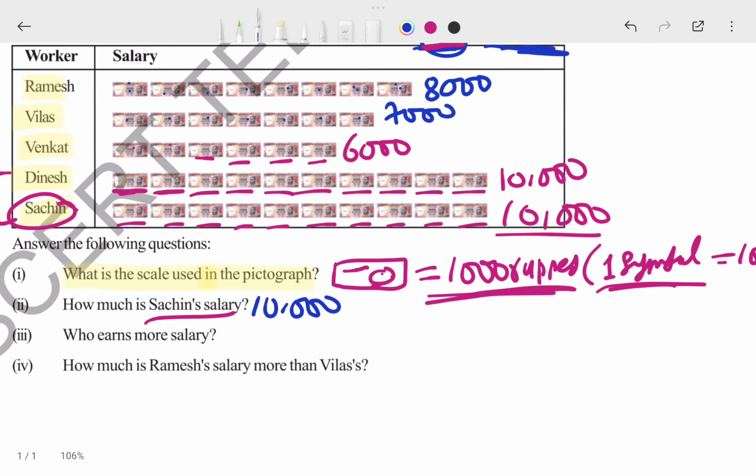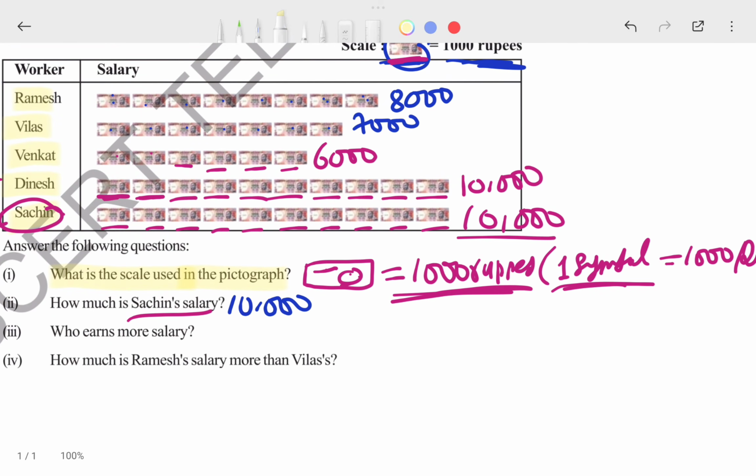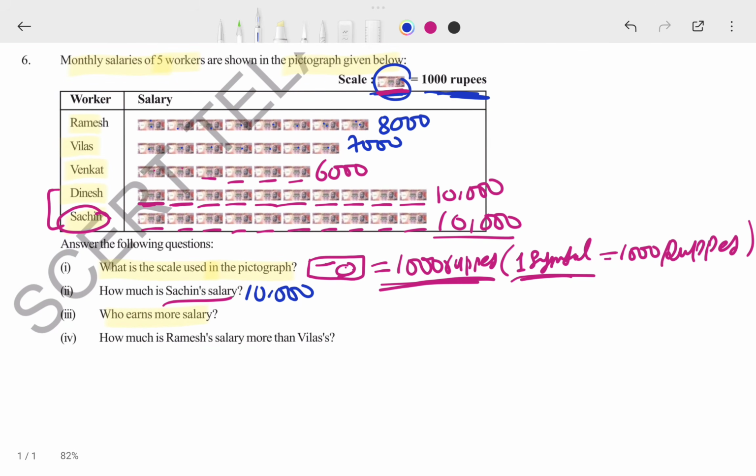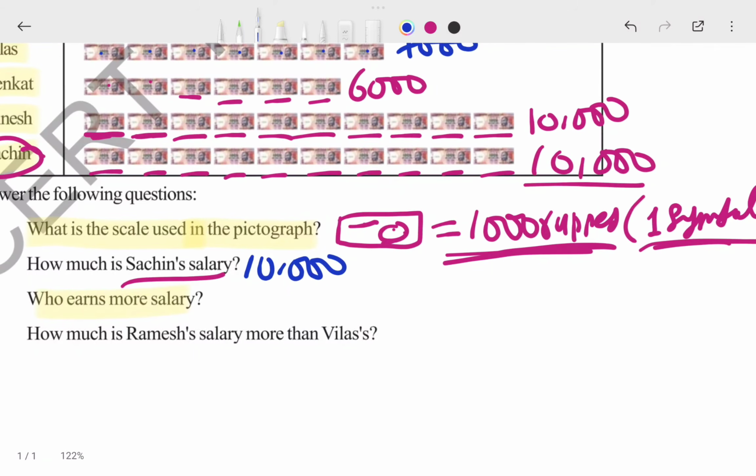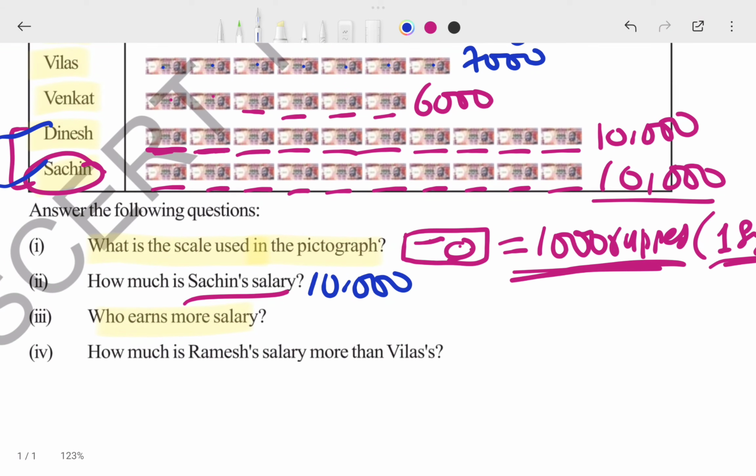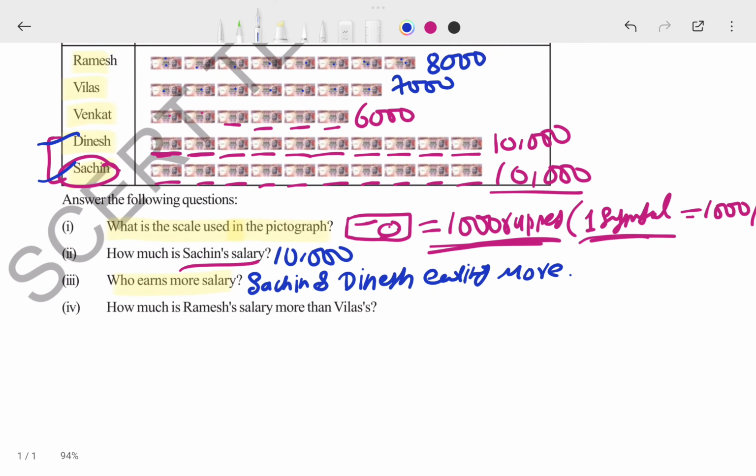Question number 3: who earns more salary? Who is earning the most? Dinesh and Sachin both are earning more salary, so you can write Sachin and Dinesh. Now what is the next question? Next is: how much more is Ramesh's salary than Bilas's?